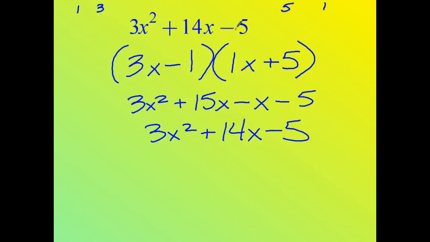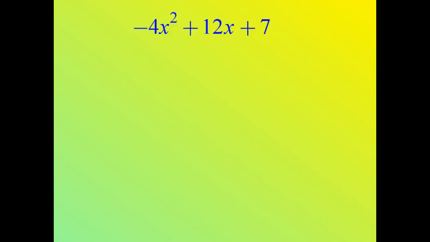Okay, let's move on. So now we have negative 4x squared plus 12x plus 7. Well, I've got a lead coefficient of negative 4. If you remember in the previous lesson, whenever I had that negative in the front, I like to factor it out. So I'm going to take a negative, and then we'll do 4x squared. And I'm going to take the opposite of everything. So negative 4x squared, the opposite of positive 12x is negative 12x, and the opposite of positive 7 is negative 7.